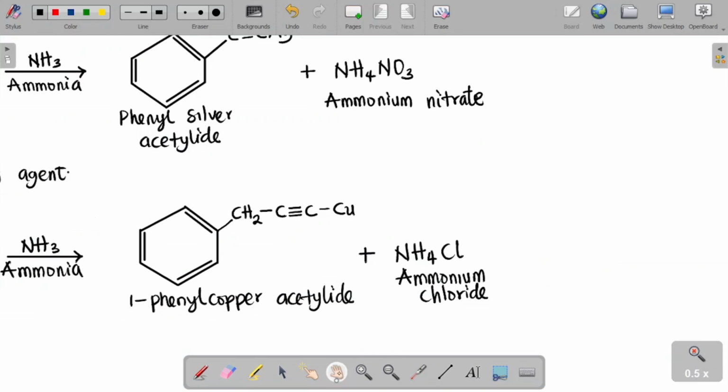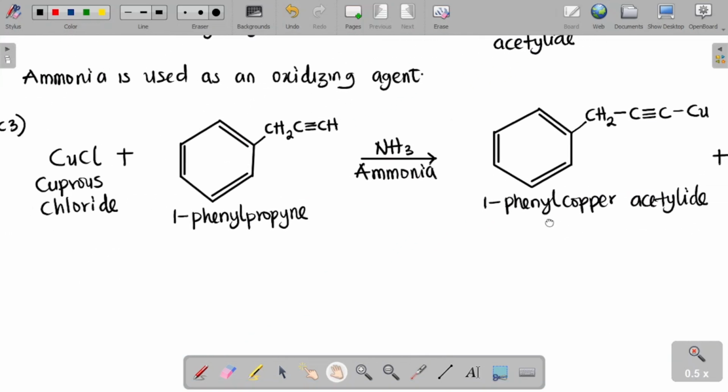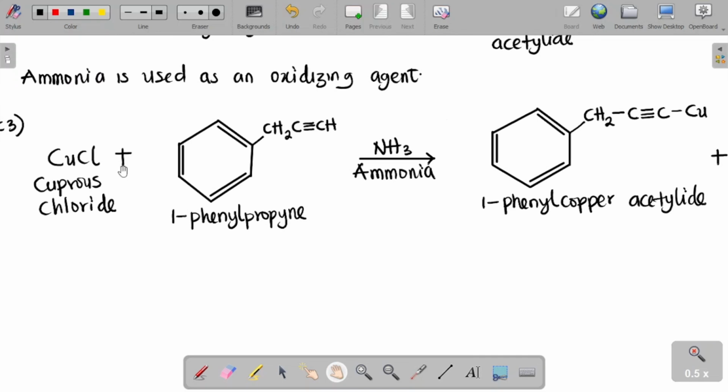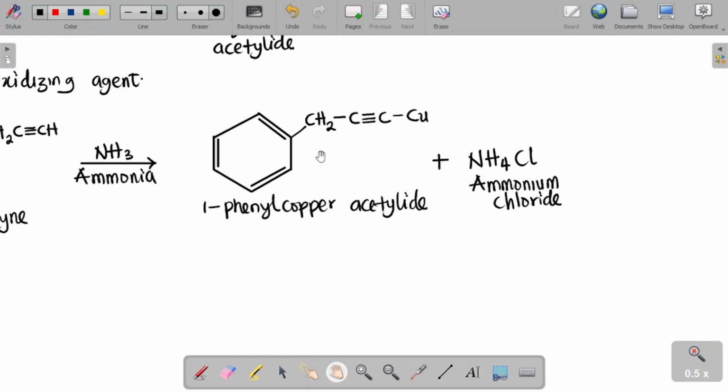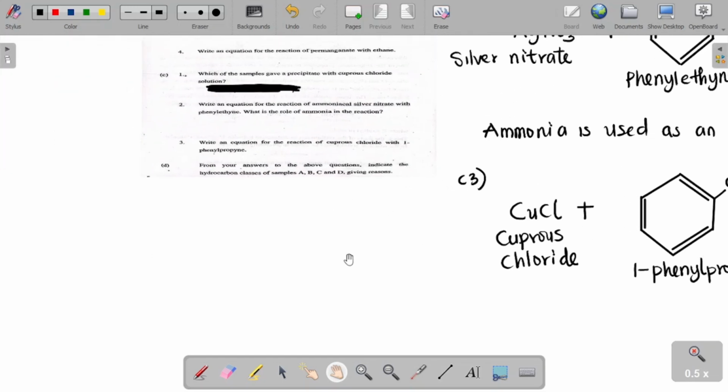So this is what my answer looks like. Cuprous chloride combining with 1-phenylpropyne, using ammonia as a catalyst, to yield 1-phenyl copper acetylide plus ammonium chloride as your result. So that's the answer to 3C.